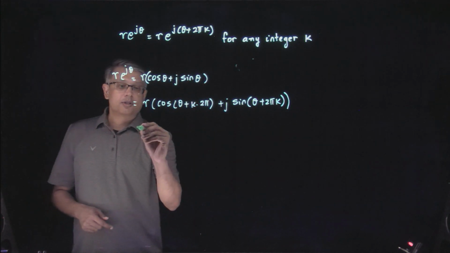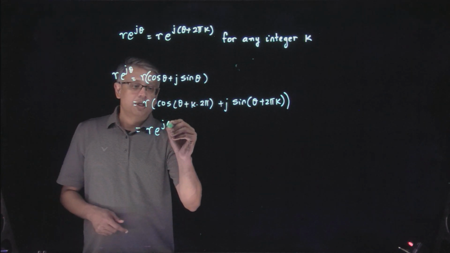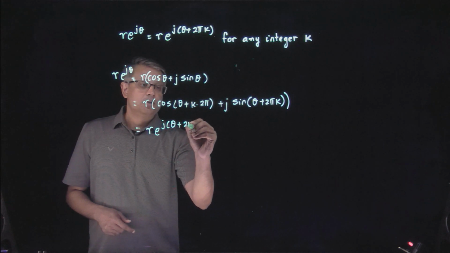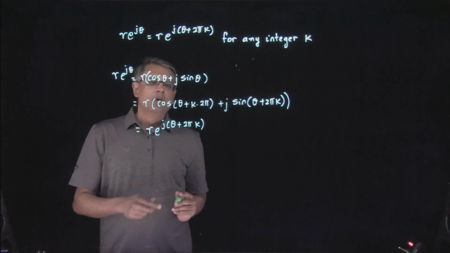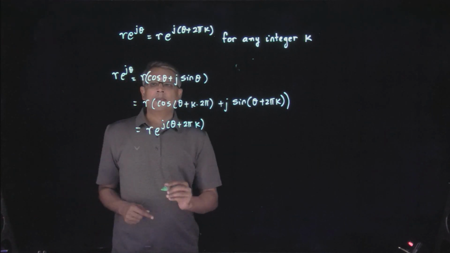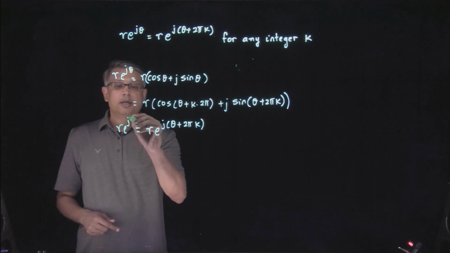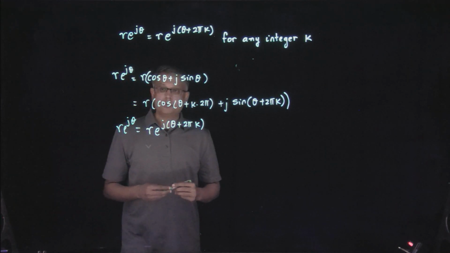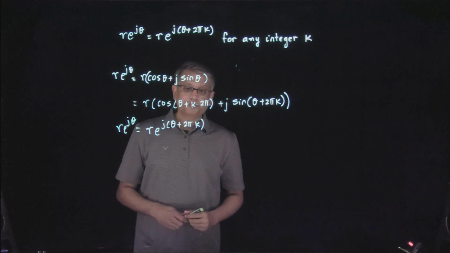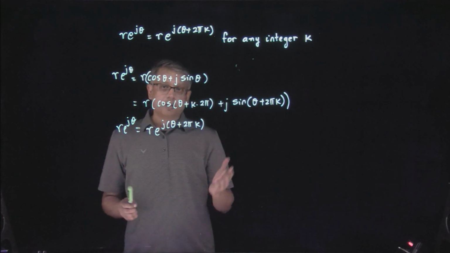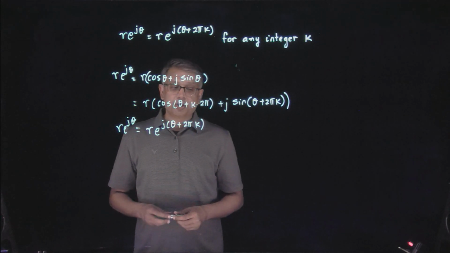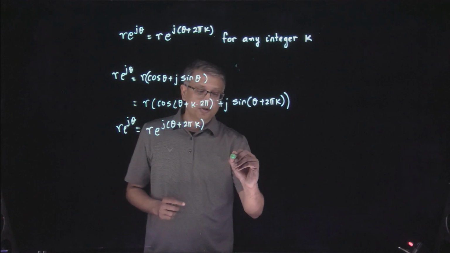But this is, of course, r times e to the j theta plus 2 pi times an integer. So for any integer k, r times e to the j theta is equal to r times e to the j theta plus 2 pi k. And that will come in useful in simplifying expressions and so on and so forth.